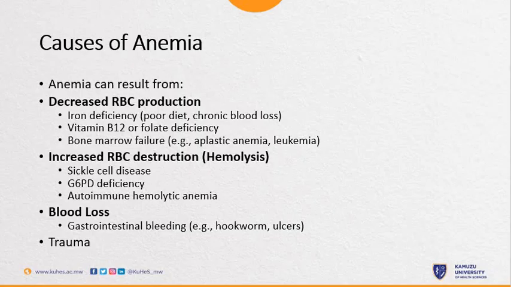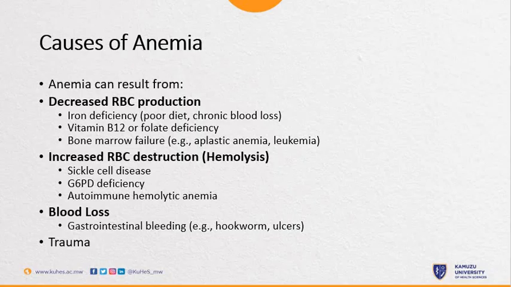Some of the causes of decreased red blood cell production include iron deficiency anemia, which could be from poor diet or chronic blood loss, vitamin B12 or folate deficiency, bone marrow failure, as in aplastic anemia, which we'll discuss in a later video, as well as in leukemia, which is cancer of the blood cells.